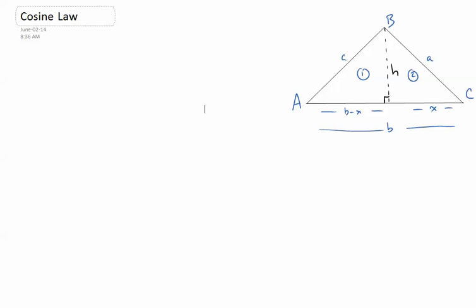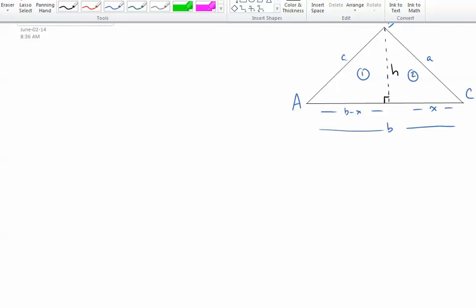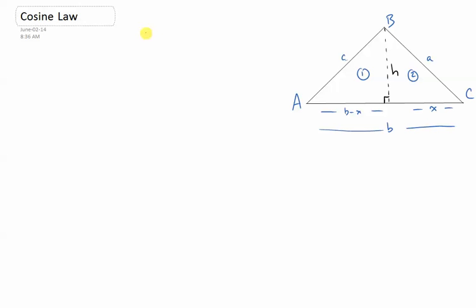Hi, in this lesson you're going to learn about the cosine law. Now you've already learned about the sine law, and the sine law works for any kind of triangle, as the cosine law does, by the way. Remember that capital letters are vertices and small letters are side lengths.